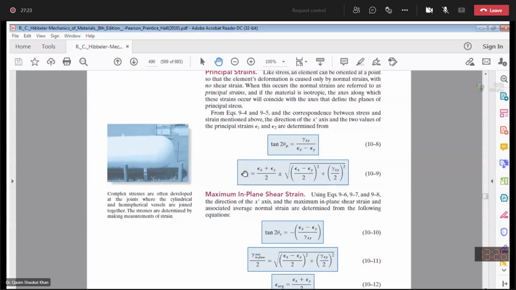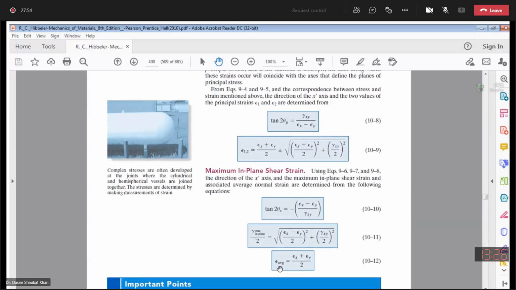Principal strains are basically average strain plus minus resultant, and this maximum shear is just equal to the resultant. So maximum in-plane shear strain is equal to the resultant. So gamma maximum in-plane over 2 will be equal to the square root of (epsilon x minus epsilon y over 2) squared plus (gamma xy over 2) squared, and your average strain formula is the same.